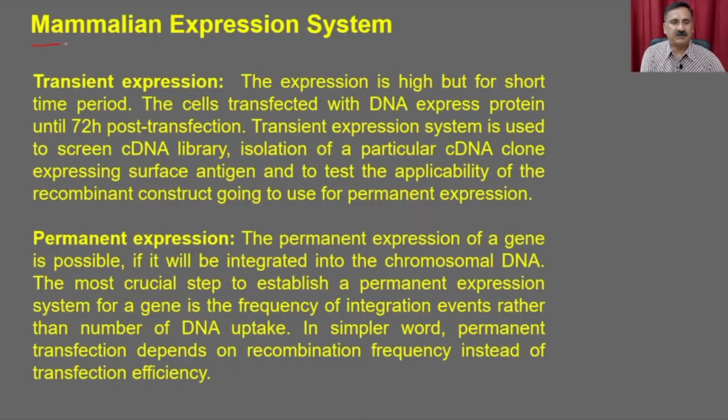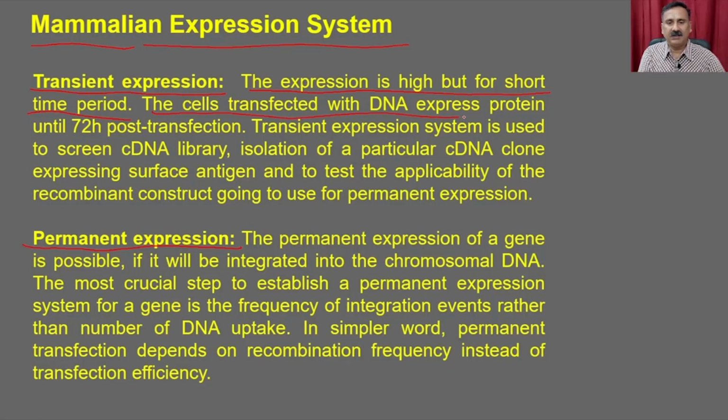In the mammalian expression system, you have two options: either transient expression or permanent expression. In transient expression, the expression is high but for a short period of time, because the vector is not going to integrate the DNA into the genome, so it remains as extrachromosomal DNA. So the cells transfected with DNA express the protein until 72 hours post-transfection.